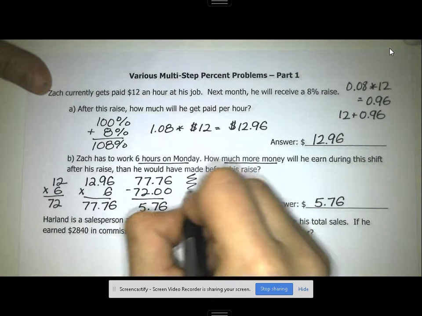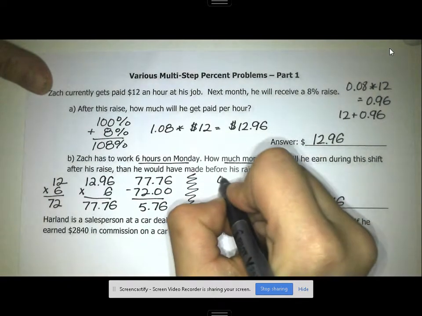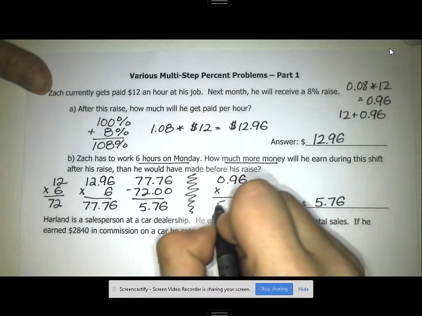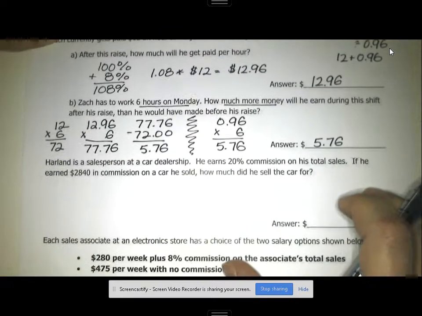Now, another way you could have done this is say, well, he gets 96 cents more an hour. So 96 cents more an hour times 6 hours is $5.76, which is a really fast way of doing the problem. But either way, you get the right answer.